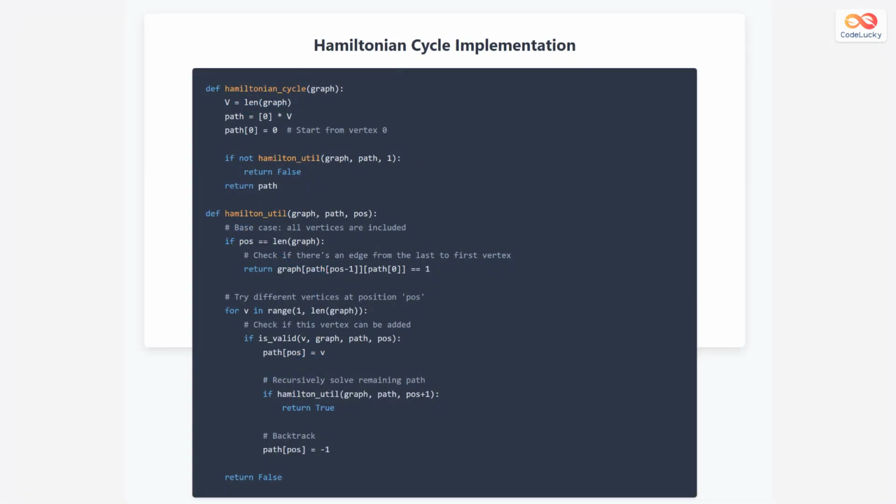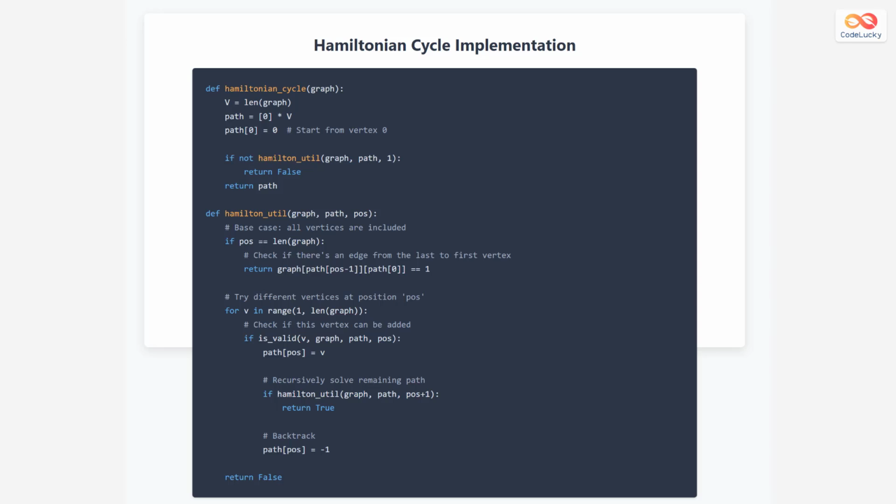Here is a Python implementation to find the Hamiltonian cycle. The function Hamiltonian_cycle takes the graph as input. It initializes the path array with the same number of vertices in the graph, and sets the starting vertex to vertex 0. The function Hamilton_util is then called. The base case for the recursive function Hamilton_util is when all the vertices are included in the path. It checks if there is an edge from the last vertex to the first vertex. If there is, it returns true.